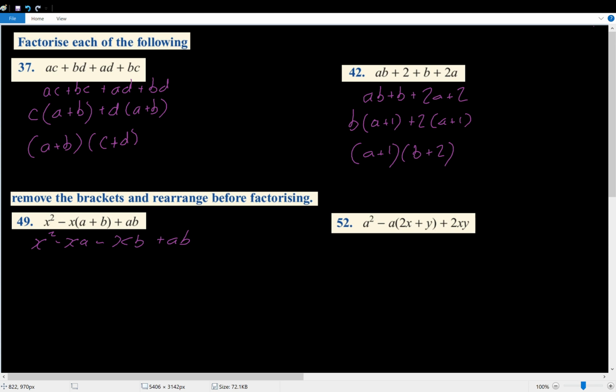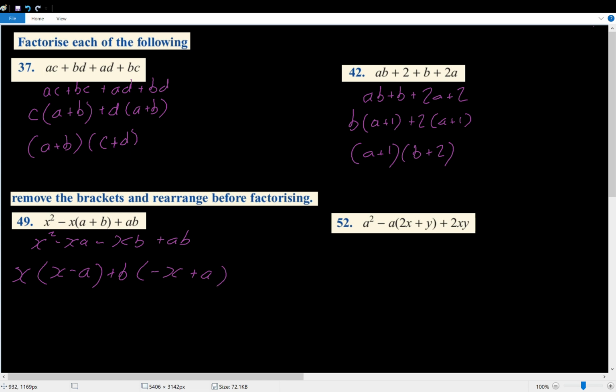And then from here, we can factorize them out. So our first pairing between x squared and xa, we've got a common factor of x. So we're going to have x times x minus a. And from our second expression, we can take a common factor of plus b. And then inside we'll have minus x plus a.